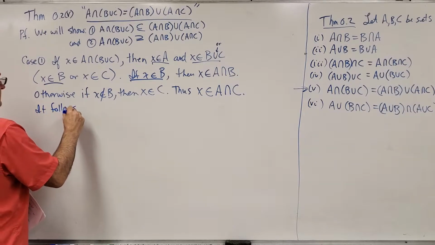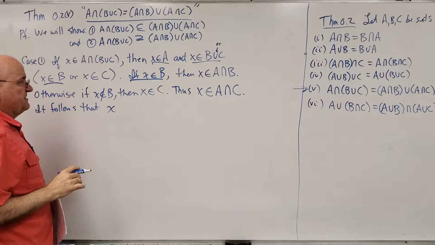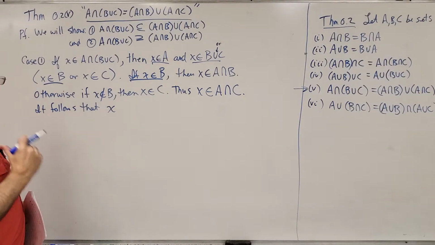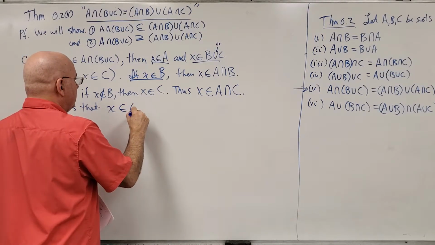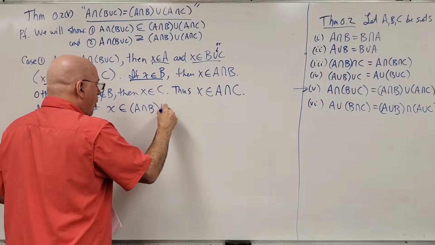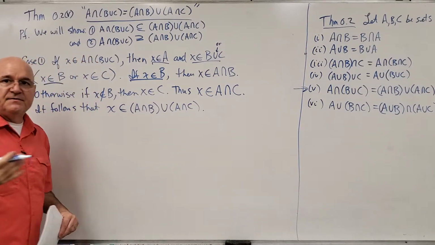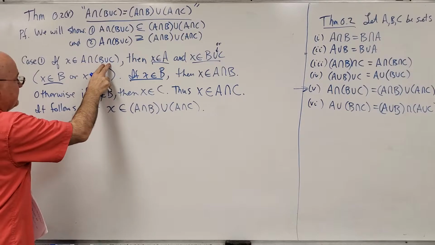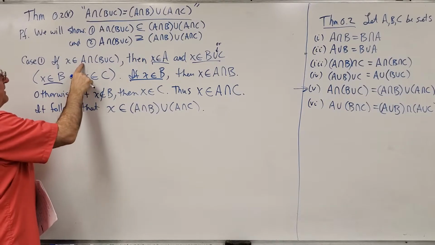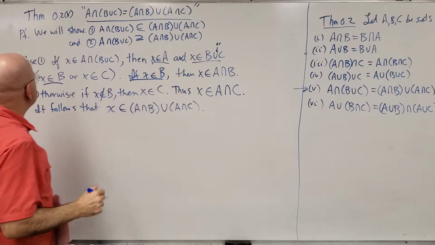It follows that, and I would probably like to put 2 more sentences, but I'm just going to use 1 more sentence for this proof because I'm running out of room. Thus, it follows that X is an element of A intersect B or A intersect C, right here. That's the end of case 1. So you basically just break it apart. If X is in A and this, we showed that it means it's either in A and B or it's in A and C. That was exactly what we wanted to show.